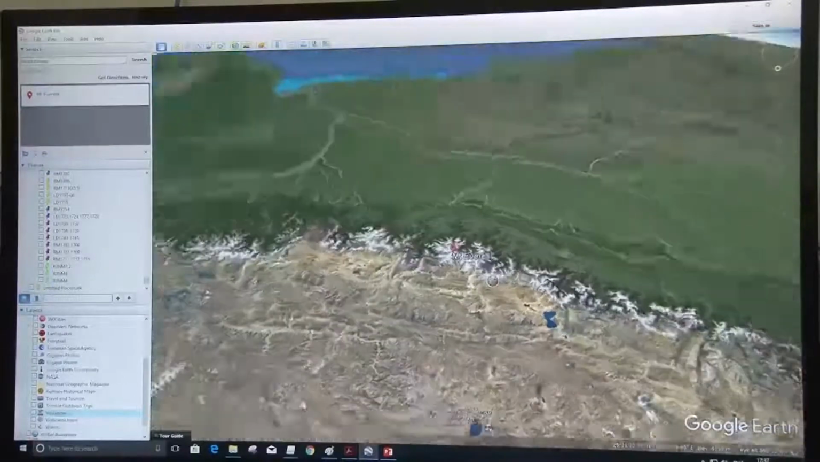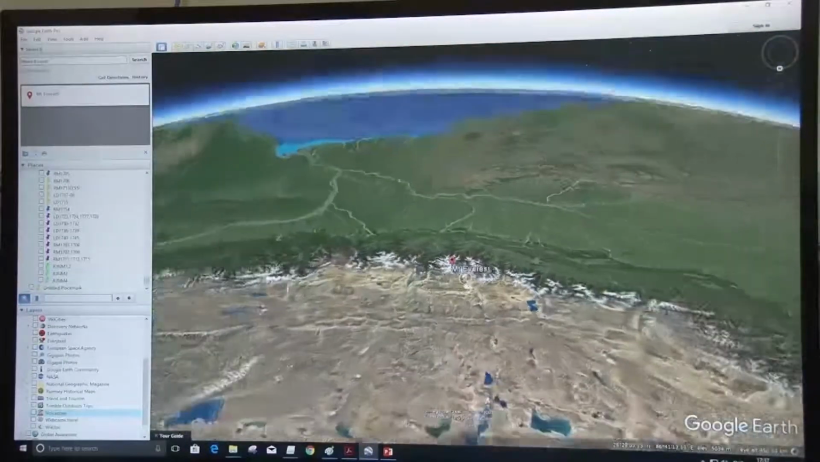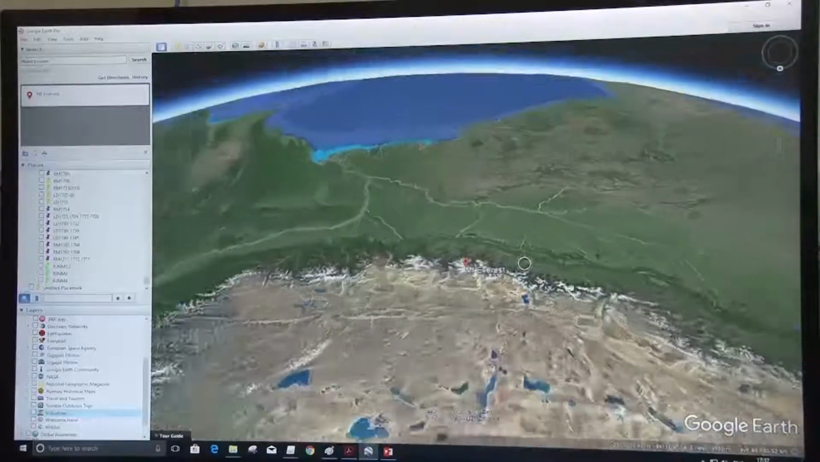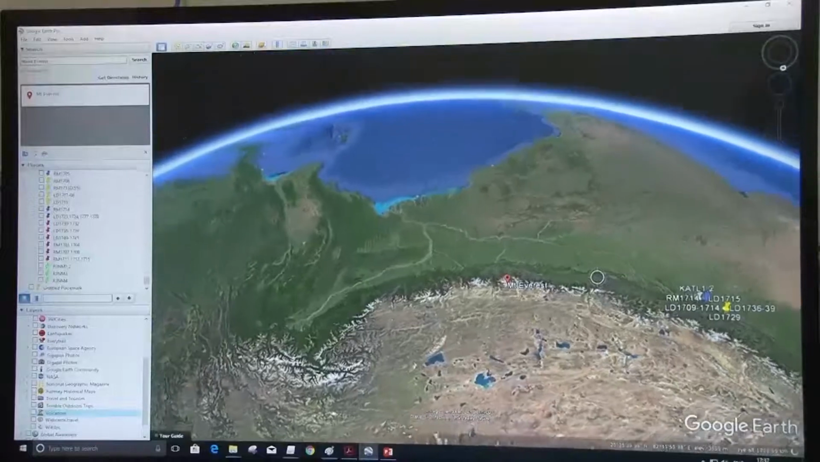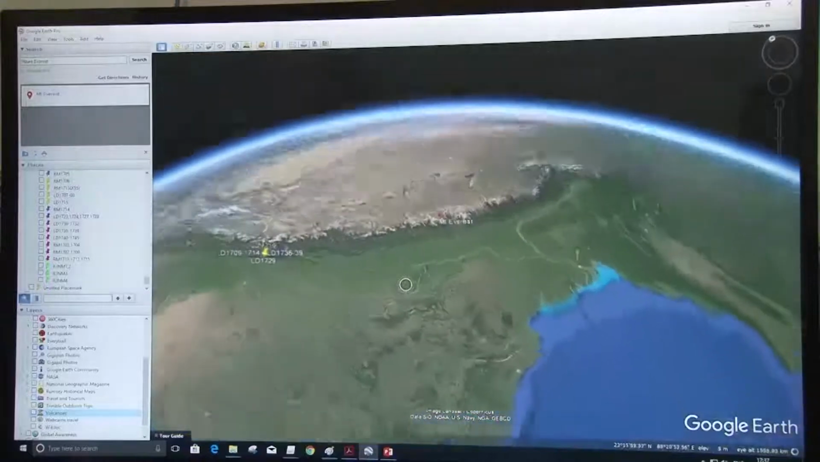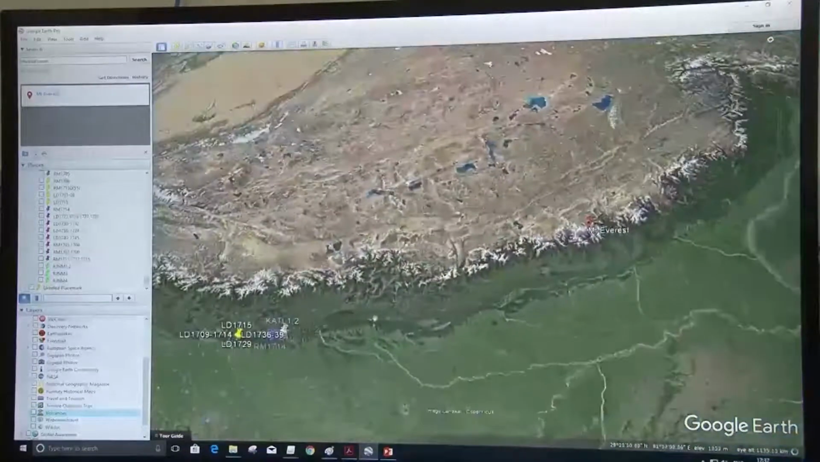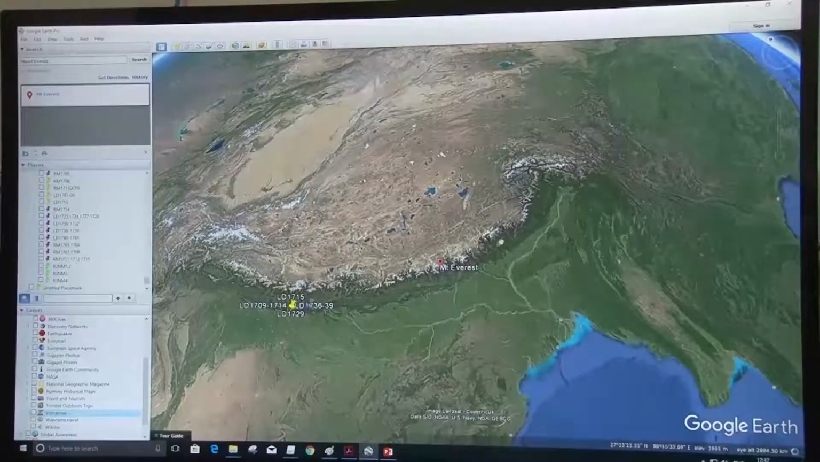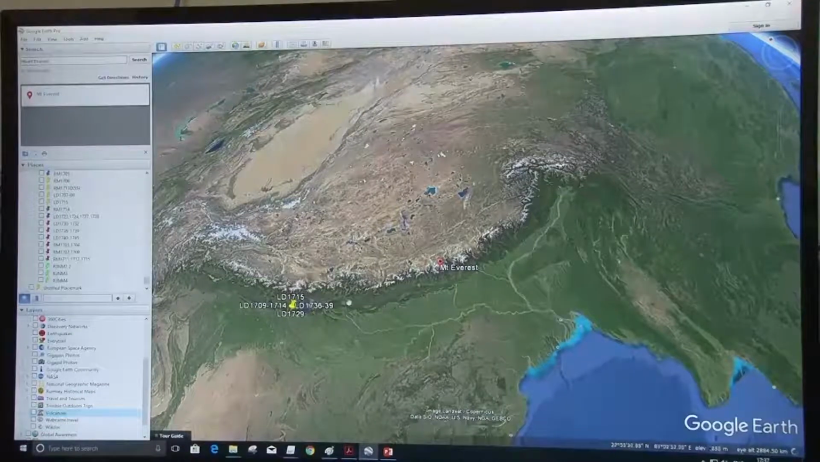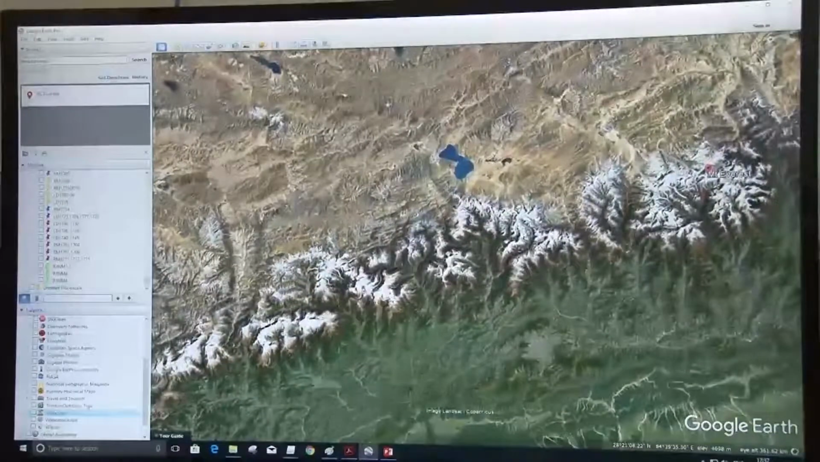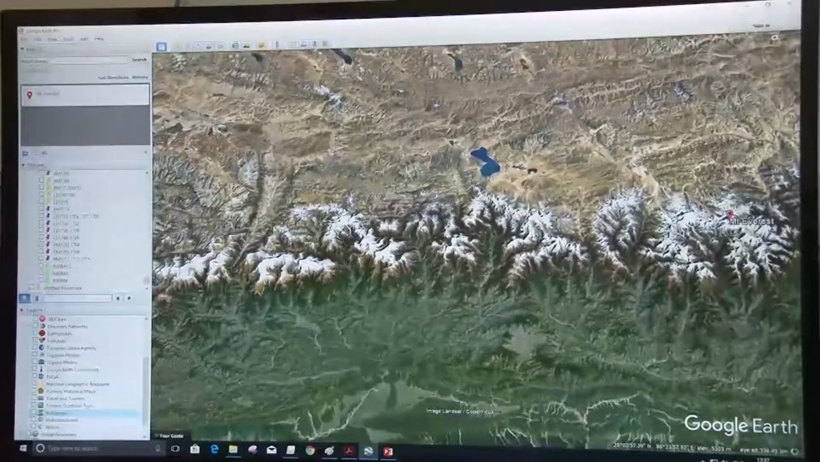So to say, this is the India-Nepal border, okay, and this whole range of mountains is representing the Himalayas, okay. Snow covered Himalayas are the highest ranges of the Himalayas.